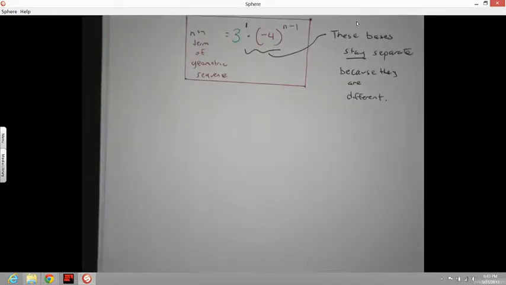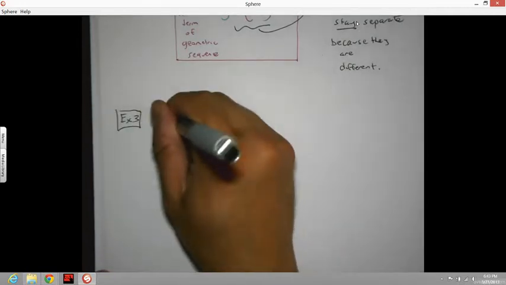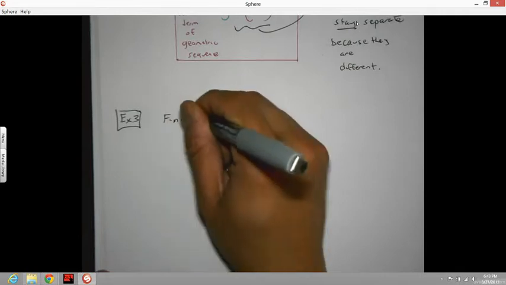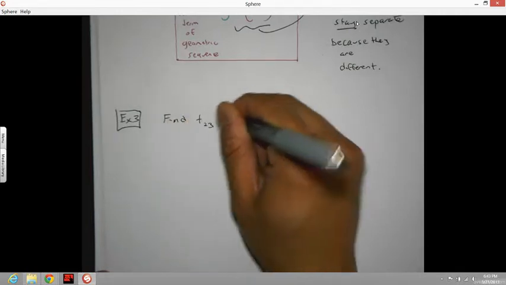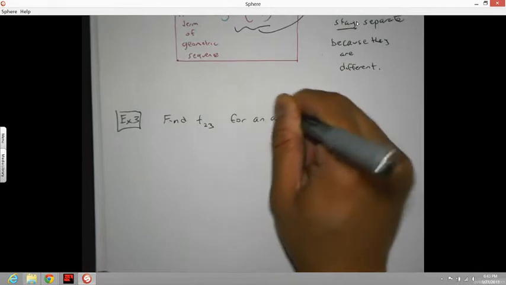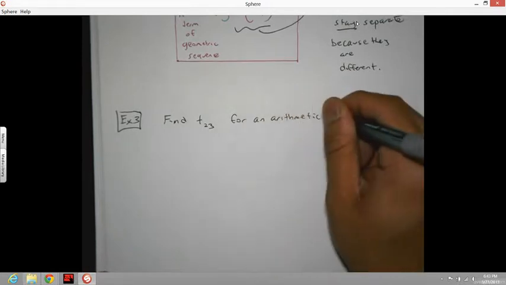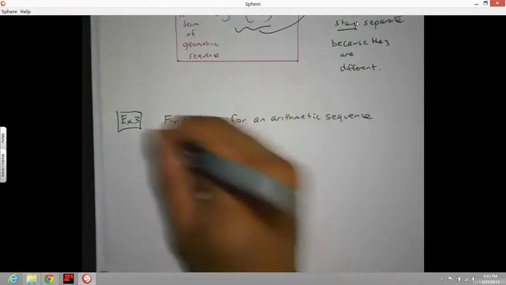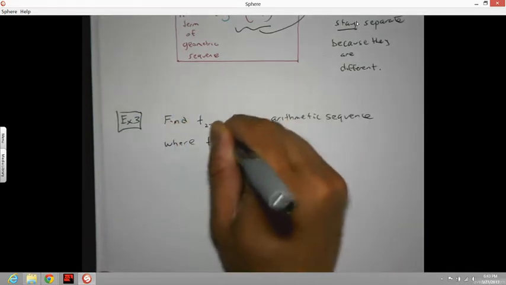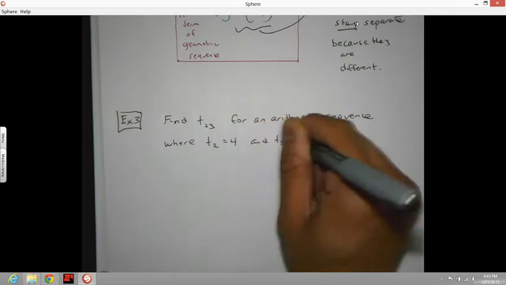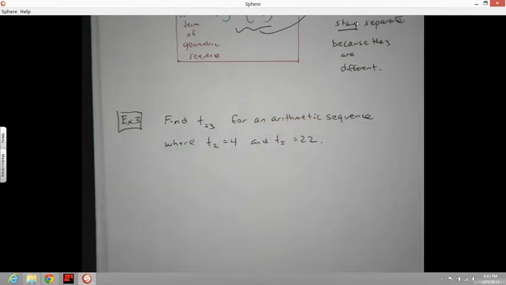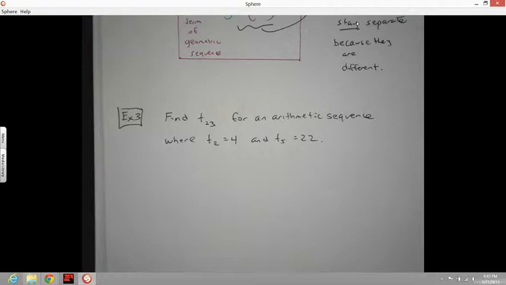Let's do example 3. And I'm going to let you again run with this. You can hit pause on the video if you want to run with it. Find T23 for an arithmetic sequence where T2 equals 4 and T5 equals 22. Okay? So I'm going to let you pause the video and you can take a look and try to solve this. And in about 5 seconds, I'm going to get started on it.